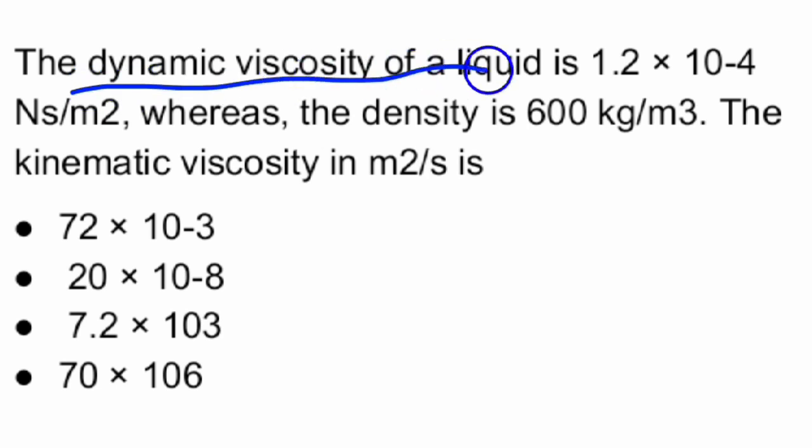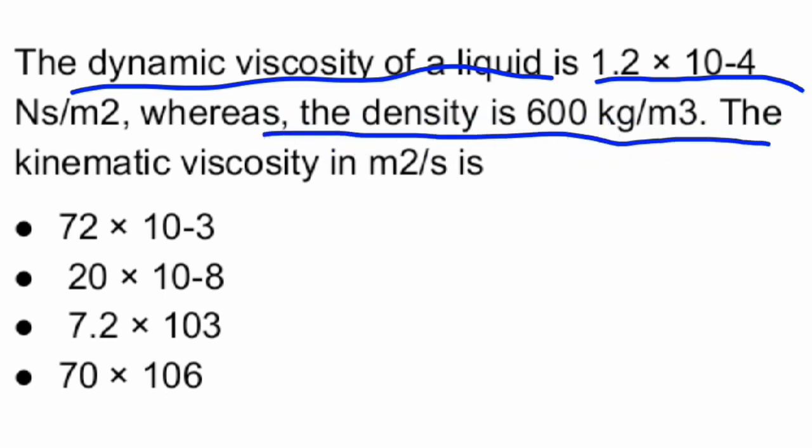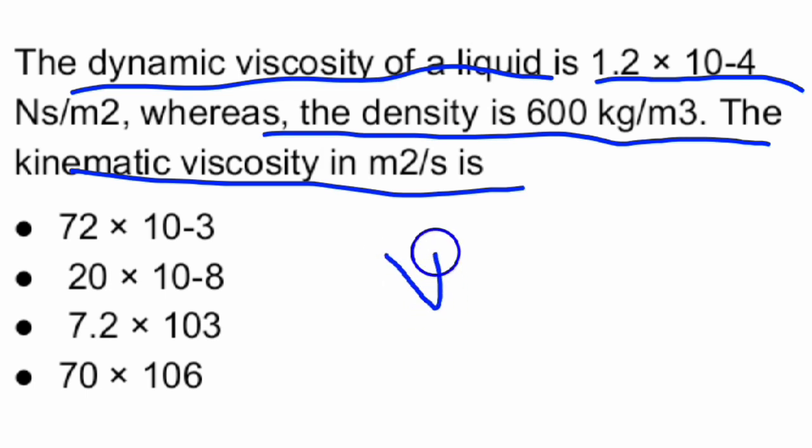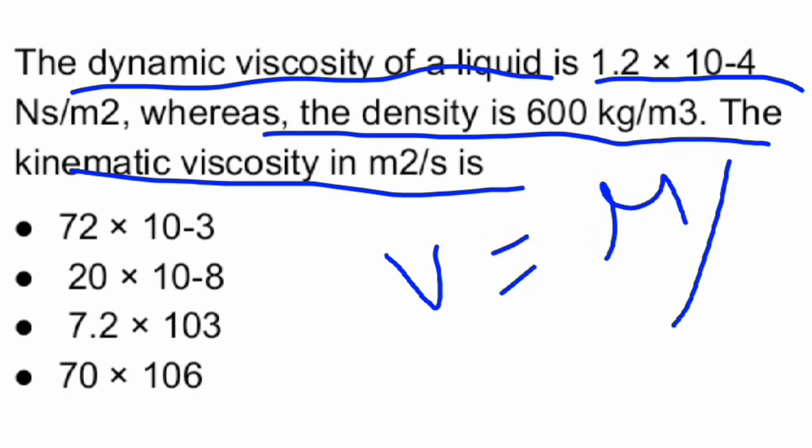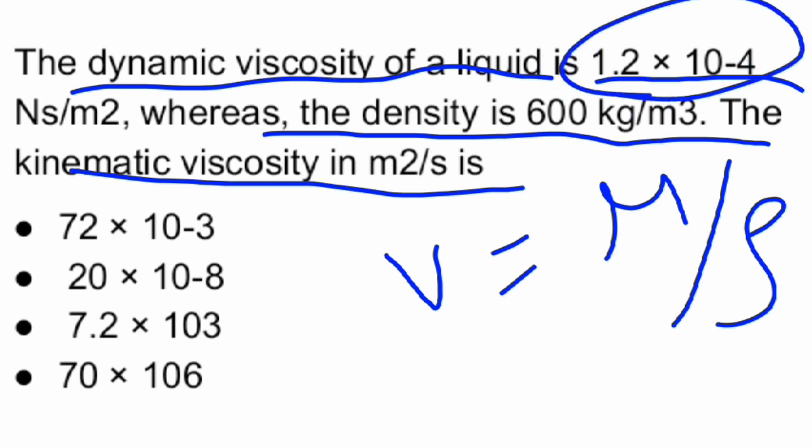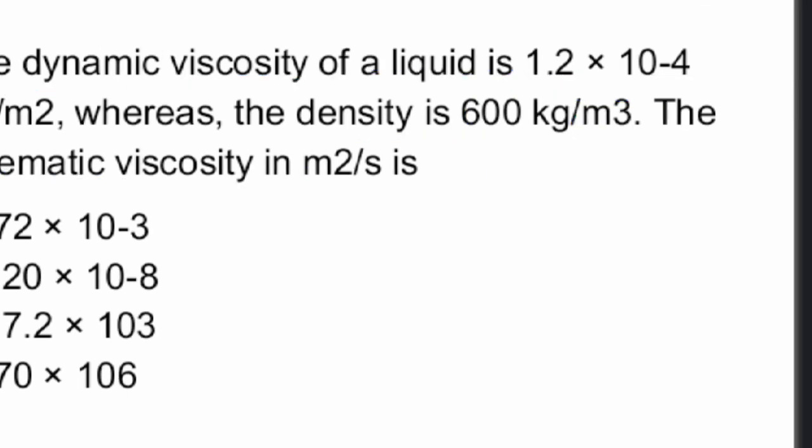Next one, the dynamic viscosity of the liquid is 1.2 into 10 power minus 4 Newton second per meter square, whereas the density is 600 kg per meter cube. What is the kinematic viscosity in meter square per second? As we know, kinematic viscosity is given by dynamic viscosity by density, mu by rho. If we substitute these values, 1.2 into 10 power minus 4 by 600, our answer will be around 20 into 10 power minus 8 meter square per second. That is option 2.